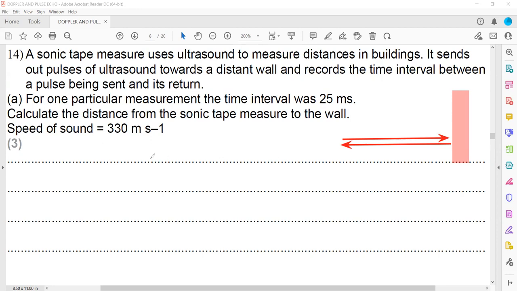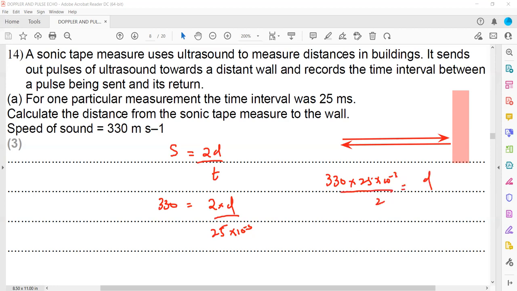As the speed of sound is given as 330, whenever there is a reflection, the formula is speed equals 2d divided by t. So speed is 330, 2 multiplied by d, and the time is 25 milliseconds, so 25 times 10 to the power minus 3. So d will be 330 times 25 times 10 to the power minus 3 divided by 2. We'll get the distance. So the distance between the sonic tape and the wall is about 4.125 meters.